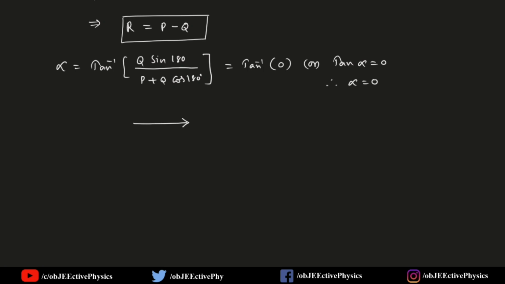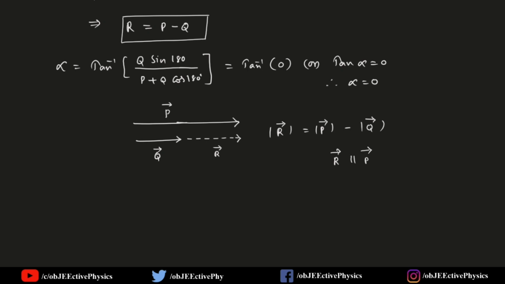So now we can draw here. See, let us take P bar, this straight line represents P bar, and let us take Q bar, this is Q bar vector, in the opposite direction. Now R bar is this dotted line. So the modulus of R bar is equal to the modulus of P bar minus the modulus of Q bar, and alpha equal to 0 means P bar is parallel to R bar, or R bar is parallel to P bar.